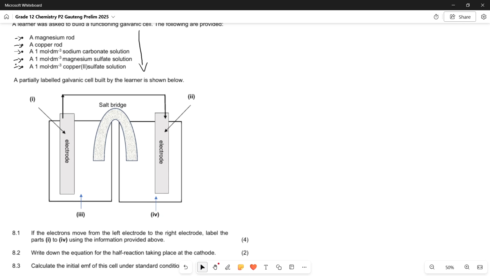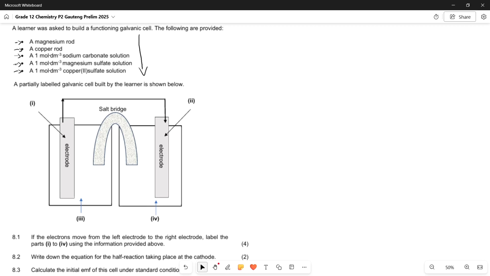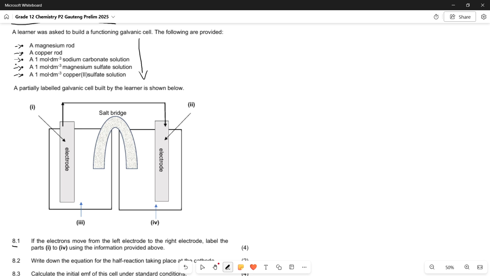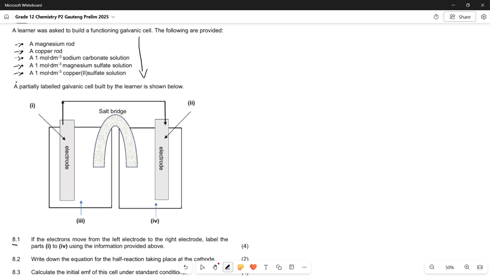And then what we have over here, it says a partially labeled galvanic cell built by the learner is shown below. So we have 1, our electrode, 2, the other electrode. We have our salt bridge over here. The key that it's galvanic is a salt bridge and that they're in 2 beakers. Then we have 3, the ions that are in this beaker, and 4, the ion or electrolyte solution that is in this beaker. Okay, so 8.1 over here says if the electrons move from the left electrode over here to the right electrode over here, label the parts 1 to 4 using the information provided.